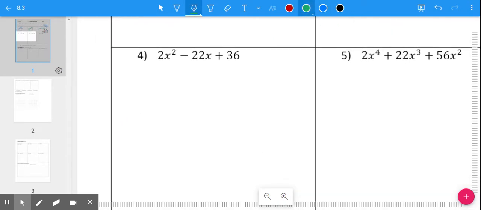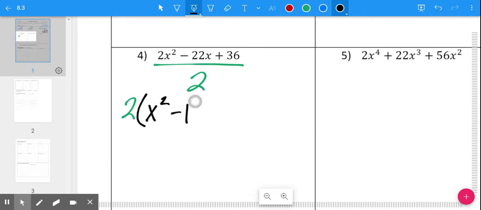So I see 2x squared minus 22x plus 36. I immediately know that all of those terms are even numbers. So I can factor out a 2. So when I do 2x squared divided by 2, I'm left with x squared. Negative 22x divided by 2 is negative 11x. And 36 divided by 2 is 18. So because I have a trinomial here, it is not completely factored.